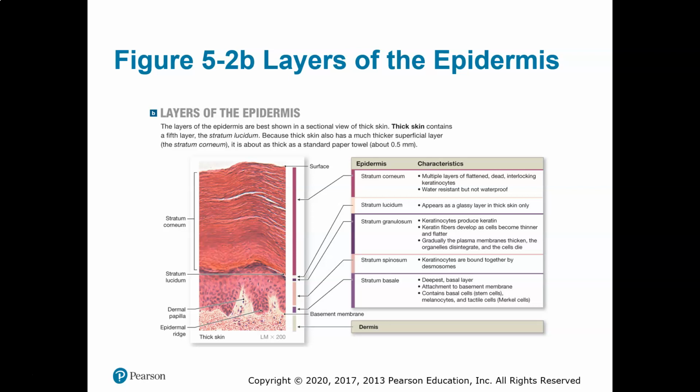And the stratum basale is the deepest layer, which is attached to the basement membrane, and it contains basal cells or stem cells, which are dividing to replace the epidermal cells that you lose, that you shed, melanocytes, which produce the pigment melanin, and then Merkel cells, which are touch receptors.